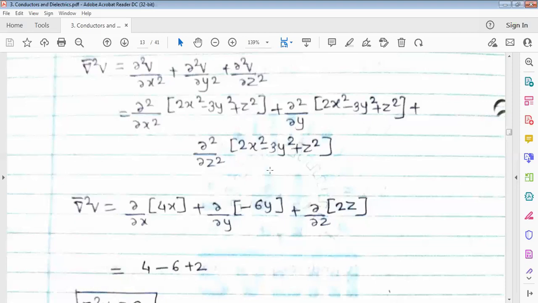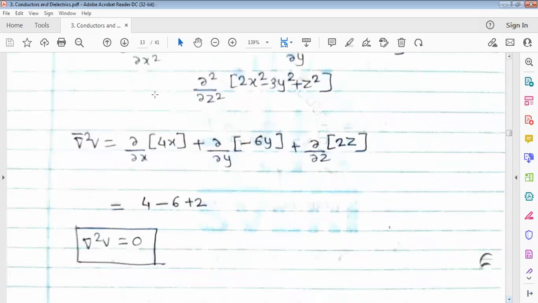Again you have to differentiate this, because only a single derivative is taken here. If you differentiate once again, ∂/∂x of 4x is 4, ∂/∂y of minus 6y is minus 6, and ∂/∂z of 2z is 2 only. If you check this, it is 4 minus 6 plus 2, which is equal to 0. So it is satisfying the Laplace equation, that is del square V is equal to 0.